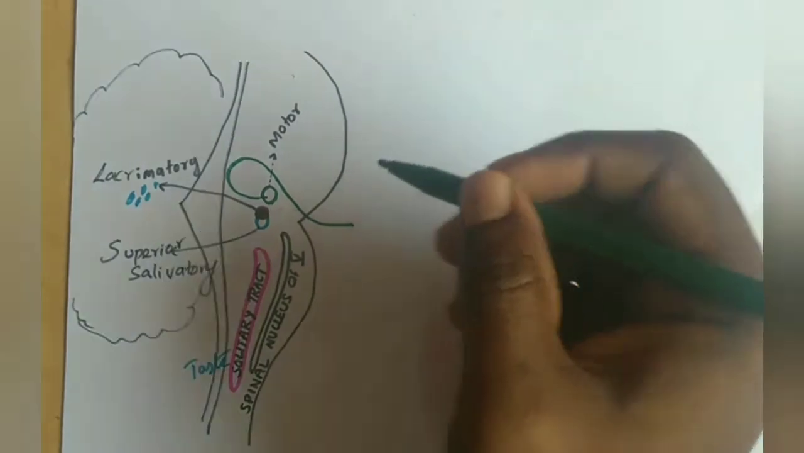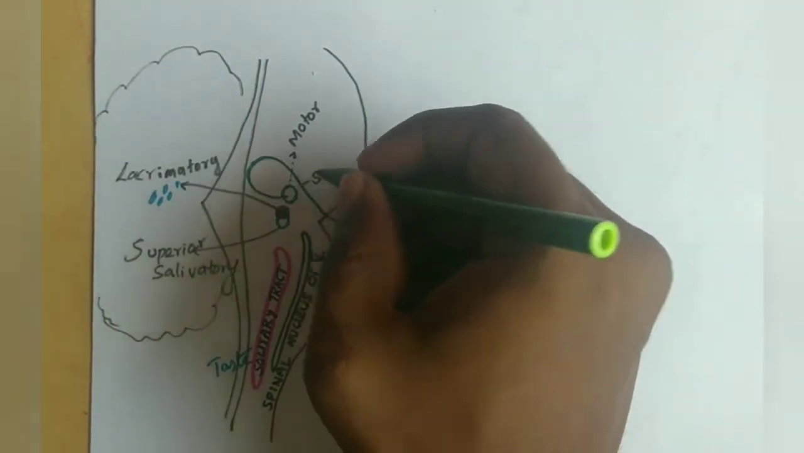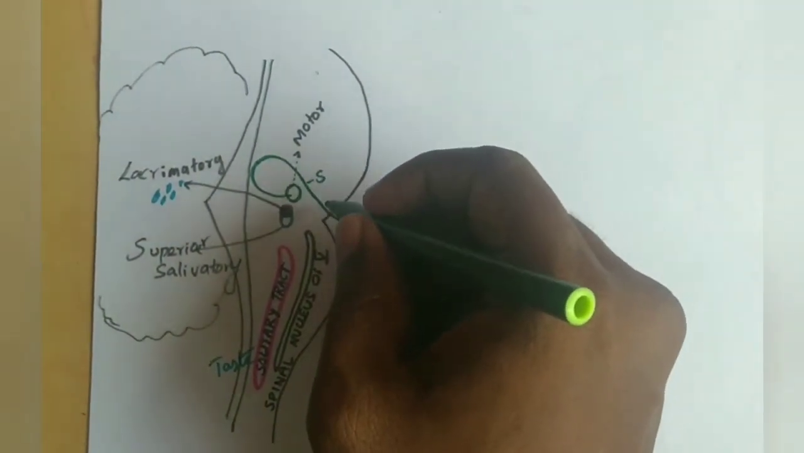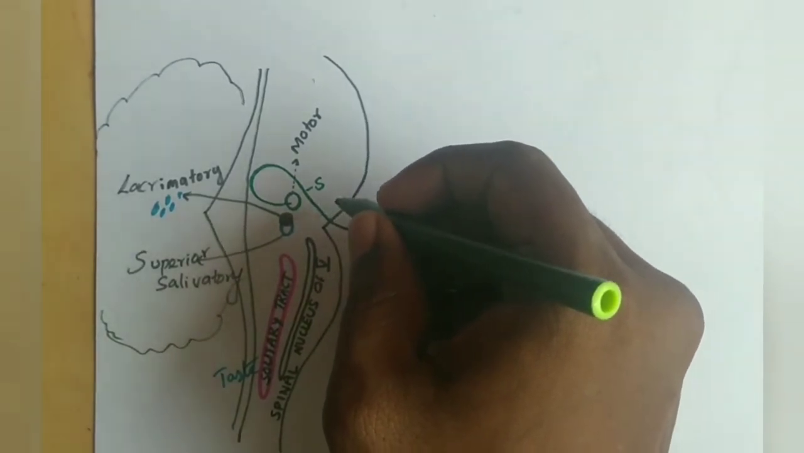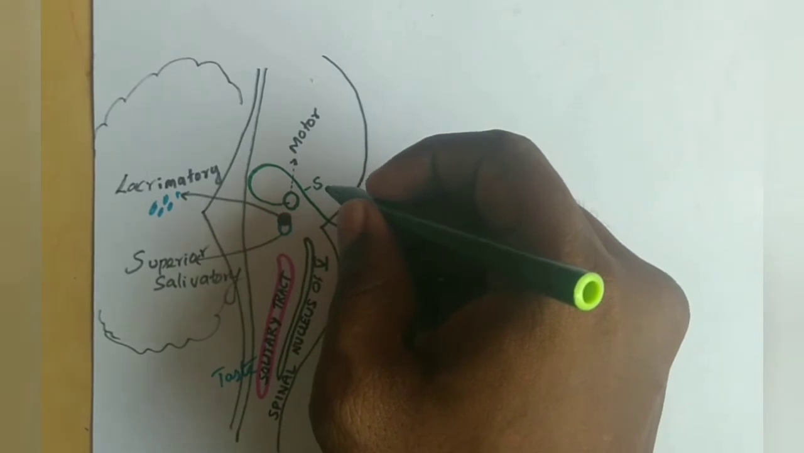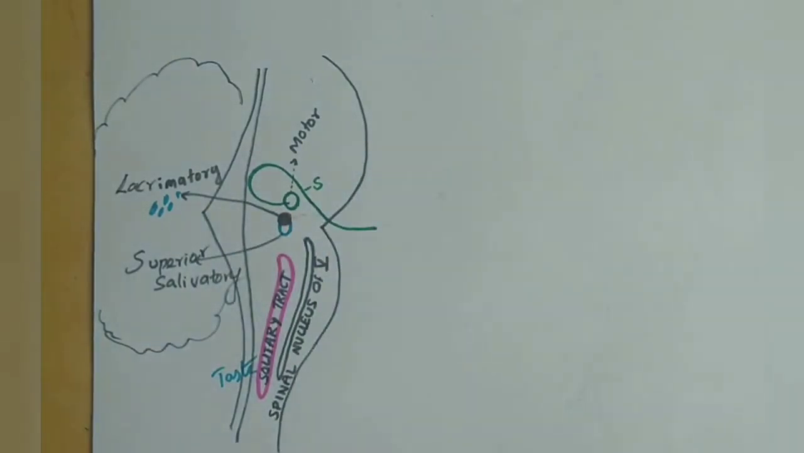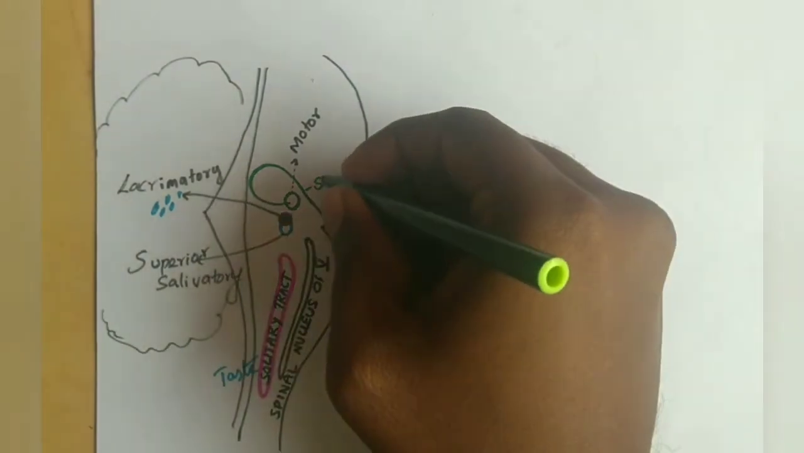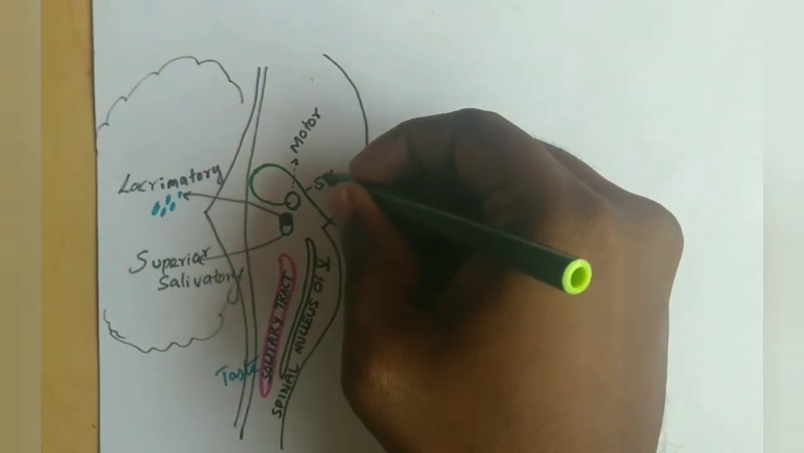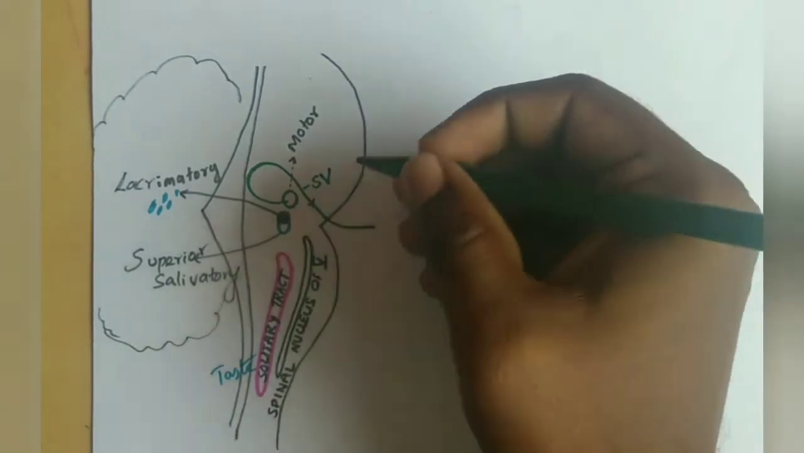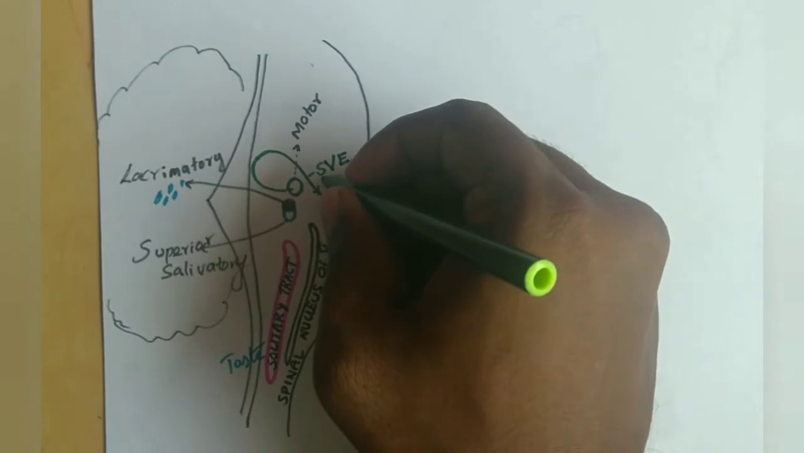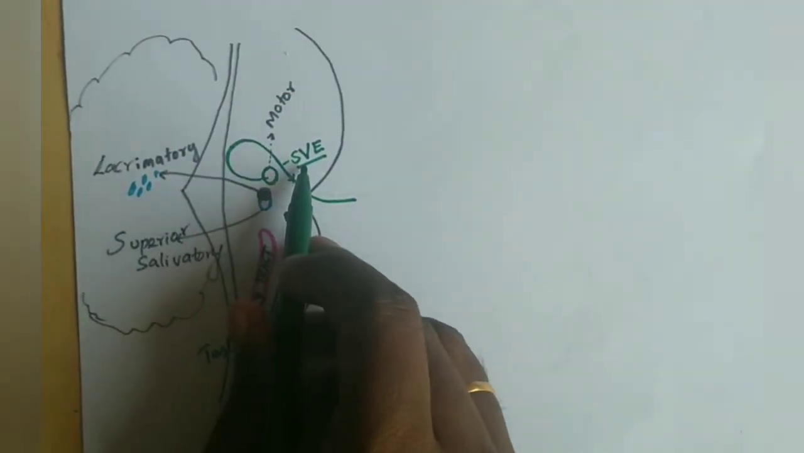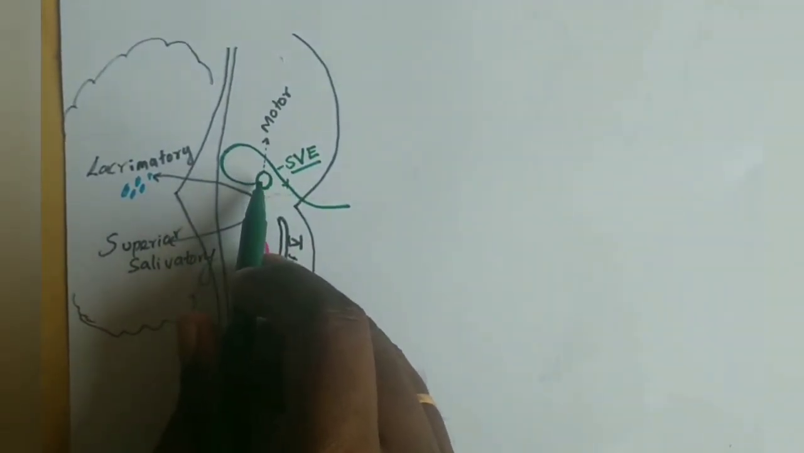These fibers are called special because they supply the muscles derived from the mesoderm of the second branchial arch. So it is called special visceral. Since the fibers are going away, it is efferent: special visceral efferent. So it is the motor component, the special visceral efferent, which is the main motor nucleus of the facial nerve.